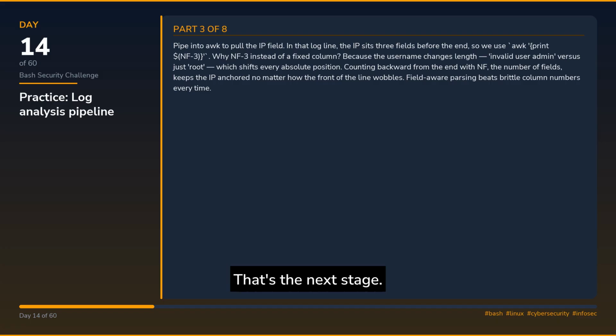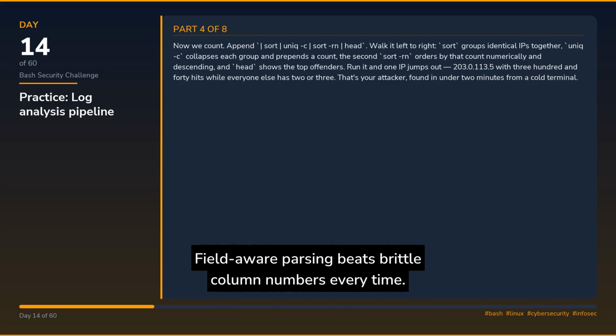Why $(NF-3) instead of a fixed column? Because the username changes length, "invalid user admin" versus just "root", which shifts every absolute position. Counting backward from the end with NF, the number of fields, keeps the IP anchored no matter how the front of the line wobbles. Field-aware parsing beats brittle column numbers every time.